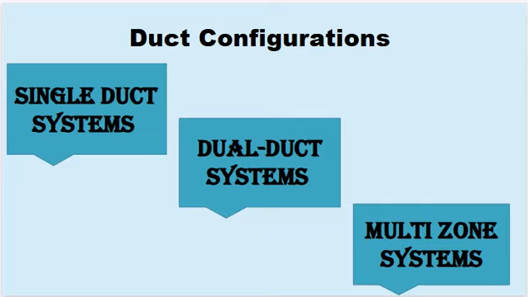Next is the dual duct system. This system uses separate ducts for hot and cold air, allowing better temperature control across different spaces. It's great for maintaining different conditions in zones with varying needs. Lastly, we have multi-zone systems. These systems use multiple duct zoning systems, giving independent temperature control in different parts of a building. This design improves efficiency by only conditioning areas as needed. Each configuration has its own purpose, depending on the space, energy efficiency goals, and climate control requirements.